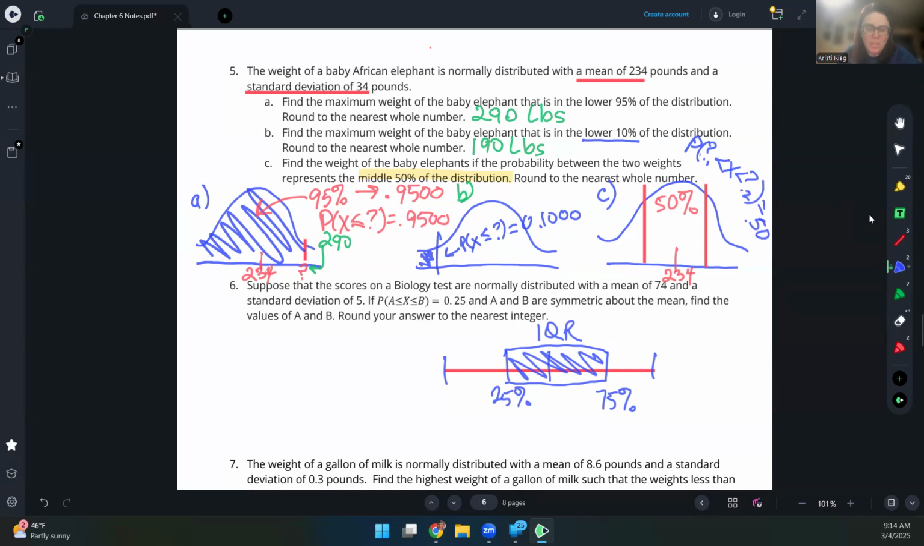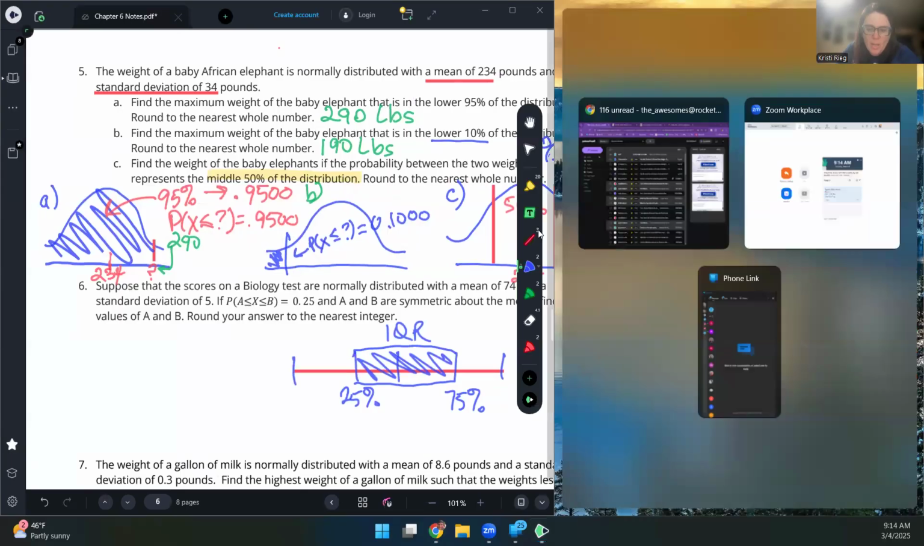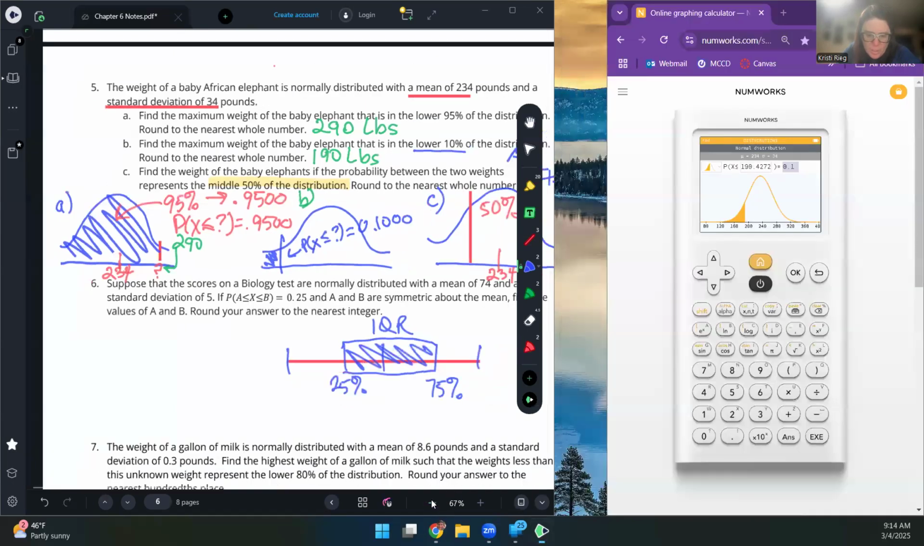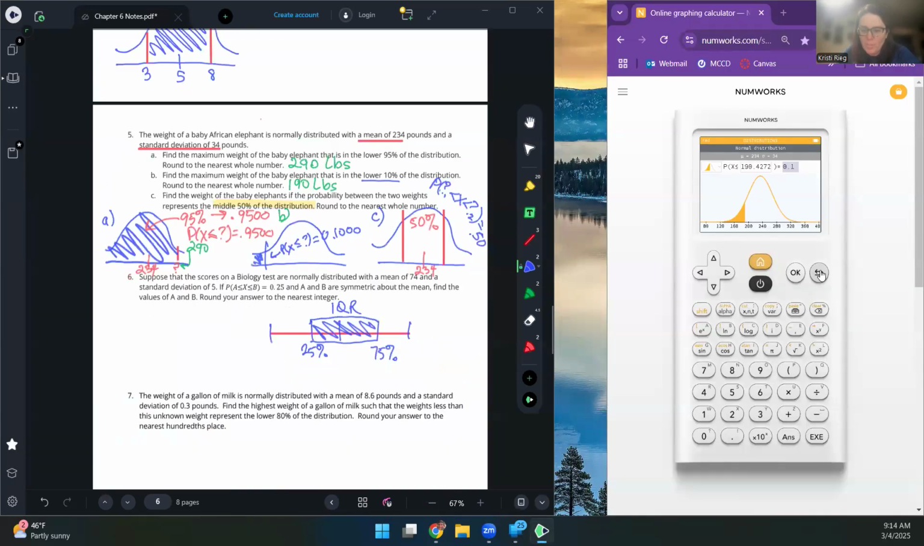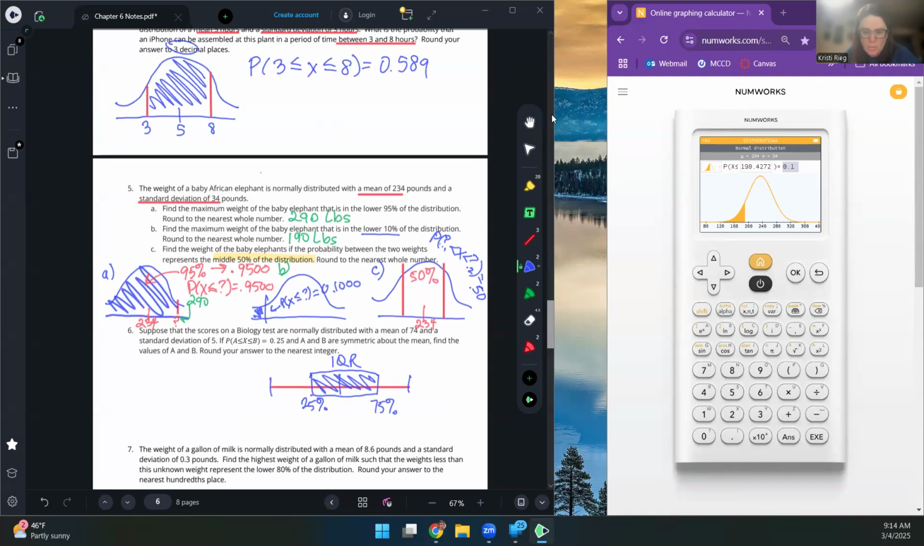Clear as mud? Oh, wrong camera. Clear as mud? I know. Let's look at the calculator and see if we can clarify any of this. So put this back. I don't know. Oh, I can shrink it to see what's happening here. So I go to my calculator. Oh, wait, why is this not stretching out?